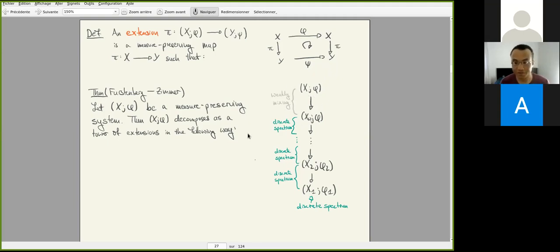The applications of this structure theorem are numerous. I think the most well-known is, of course, Furstenberg's proof of Szemerédi's theorem on arithmetic progressions, which used this idea of taking your system and decomposing it into a structured and a chaotic part. So the discrete spectrum would be the structured part, and the weakly mixing would be the chaotic part, to prove general recurrence phenomena for measure-preserving systems in high generality.